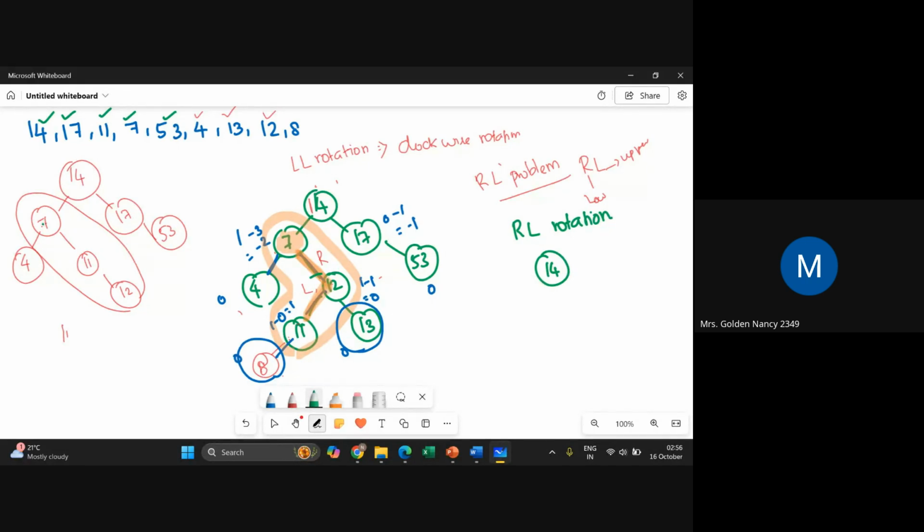R means I have to do, so I have to do R rotation. Yes, I have to do R rotation. I just have to pull this way.